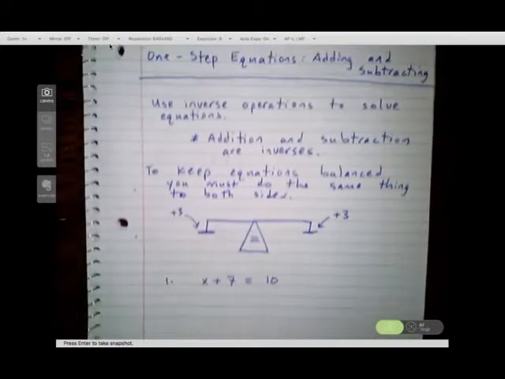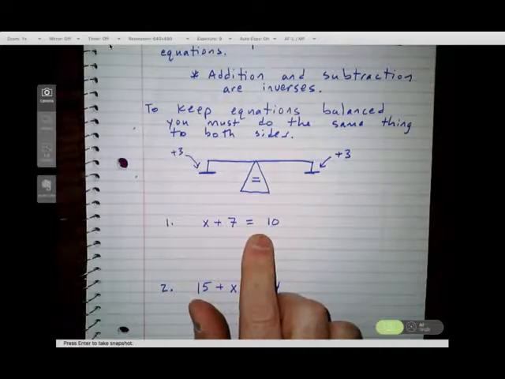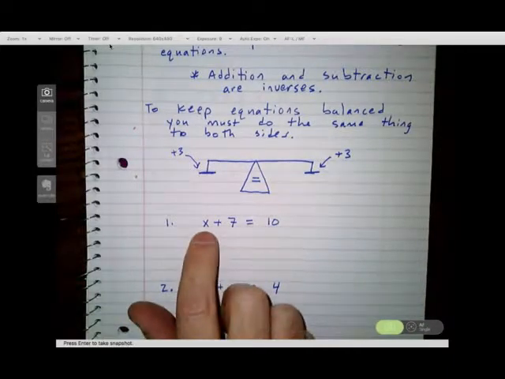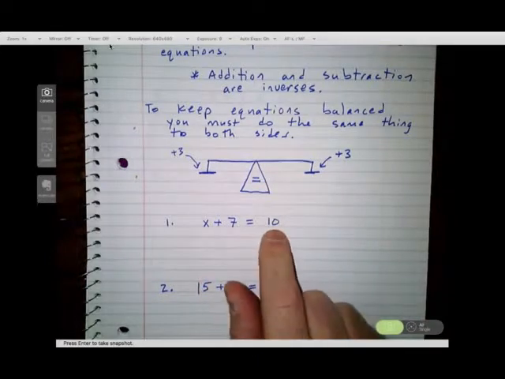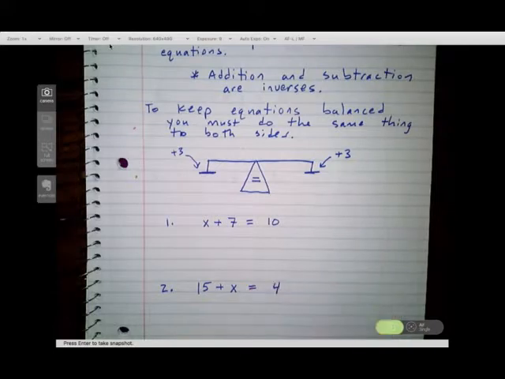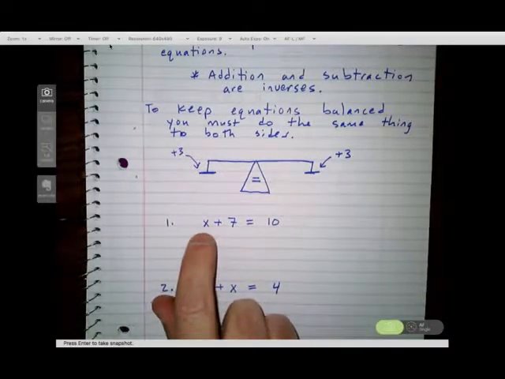This first one says x plus 7 equals 10. I bet a lot of you can figure that out in your head. What this is asking is, what number plus 7 is 10? I'm going to wait a few seconds and let you think about that, and then I'll show you how to solve it using algebra. What number plus 7 is 10? All right, I bet a lot of you can tell me the answer is 3, because 3 plus 7 is 10.